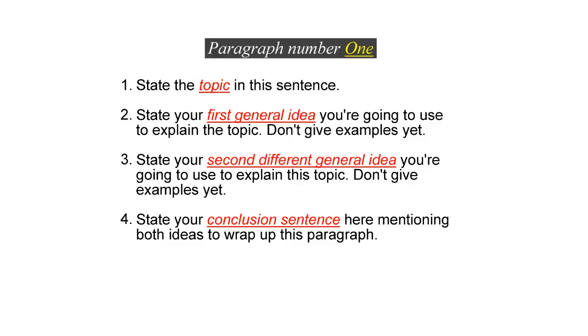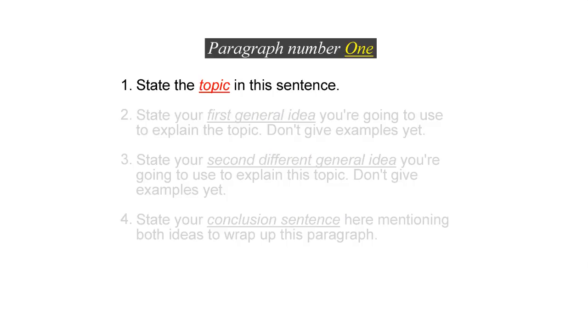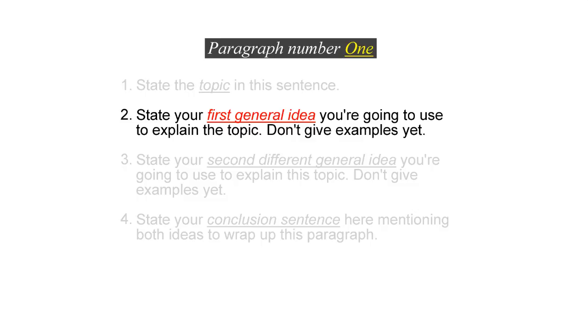The first paragraph will consist of these 4 sentences. The first sentence is where you'll state whatever the topic is about. Don't assume the reader knows what it is. Always state whatever it is you're going to write about in this sentence. The second sentence is where your work begins. You're going to have to come up with an idea you're going to use to either explain, defend, or describe this topic, depending on the type of topic it is.